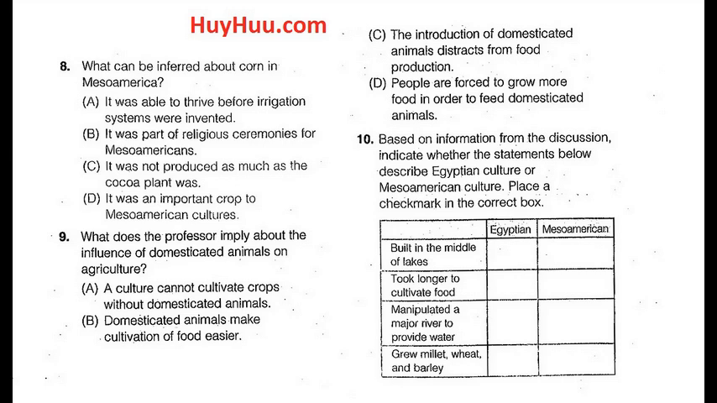10. Based on information from the discussion, indicate whether the statements below describe Egyptian culture or Mesoamerican culture. Place a check mark in the correct box.